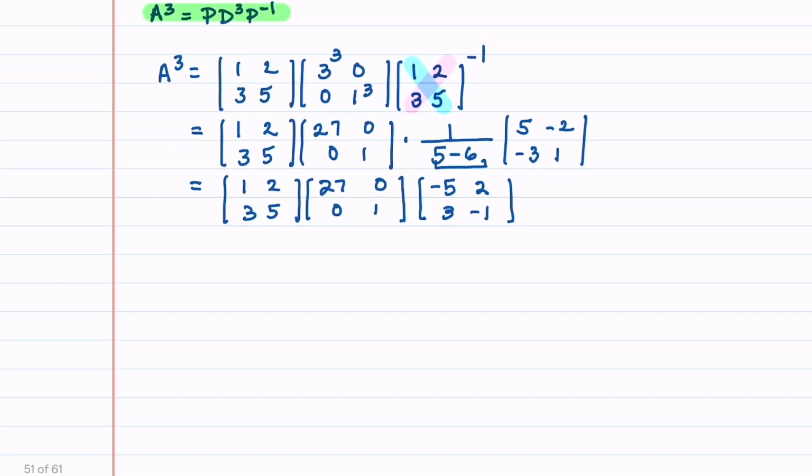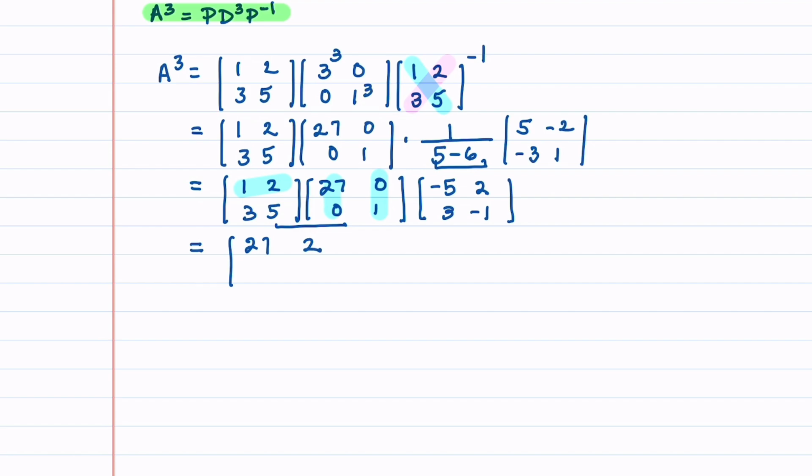Now we can go ahead and start multiplying. I'm going to multiply these two first. We're going to start by taking this row, multiplying it by that column. So that's just going to be a 27. And now we're going to multiply by this column. So that's going to be a 1 times 0 is 0, and then a 2.